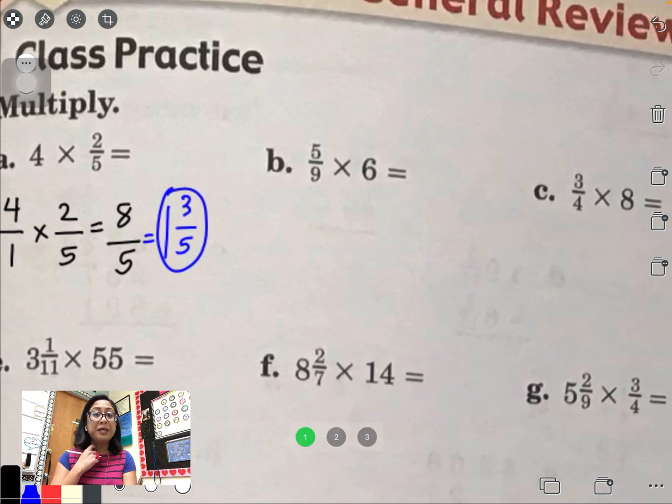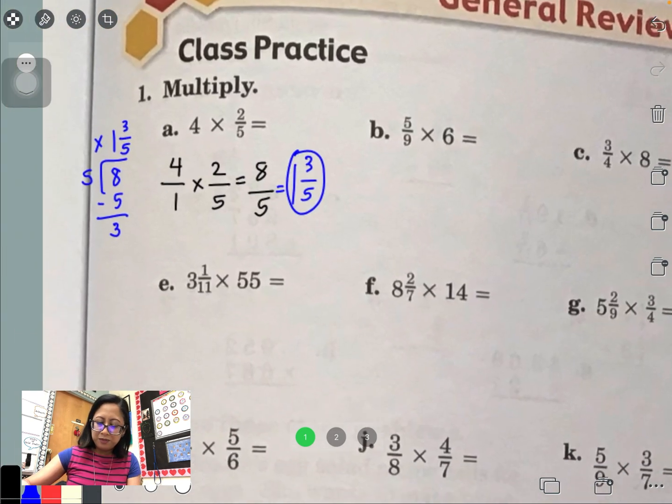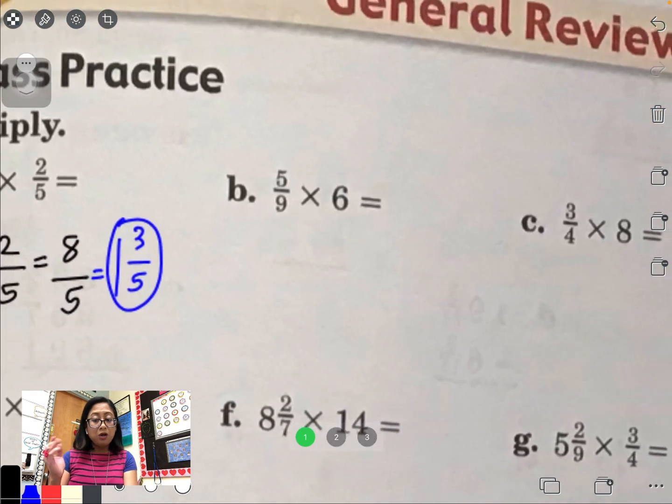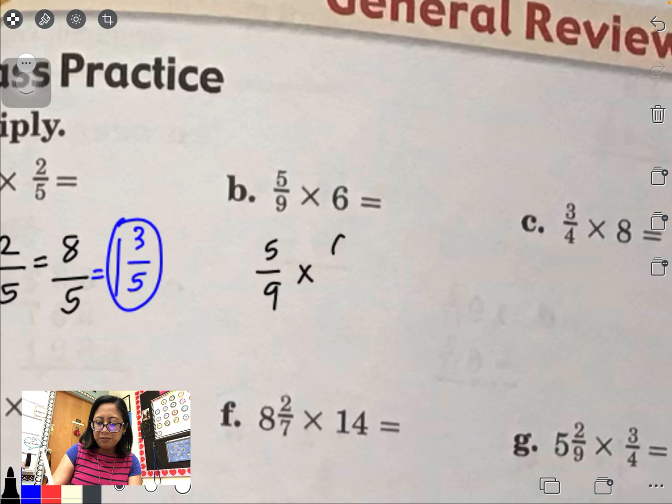Now let's try B. I'm not going to do everything for you because the rest will be seat work. I just want to do some with you. We'll do B and then we'll move on to something along the lines down here. So B, I've got another whole number. So I'm going to do 5/9 times 6 over 1. Remember, when you have a whole number, you just have to put it on top of 1. Now I can cross cancel.